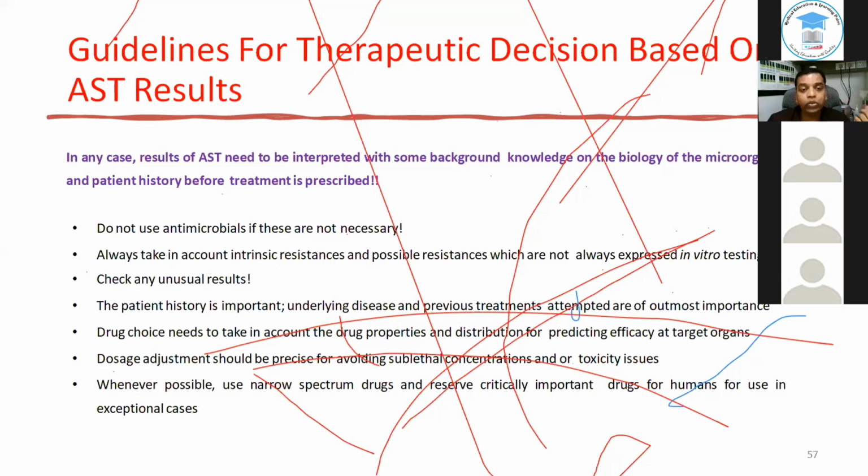The patient history is important. Underlying diseases and previous treatment should be considered. Drug choices need to take into account pharmacokinetics and pharmacodynamics. And whenever possible, use narrow spectrum antibiotics and reserve the most critically important drugs like colistin, polymyxin, and tigecycline for human use.